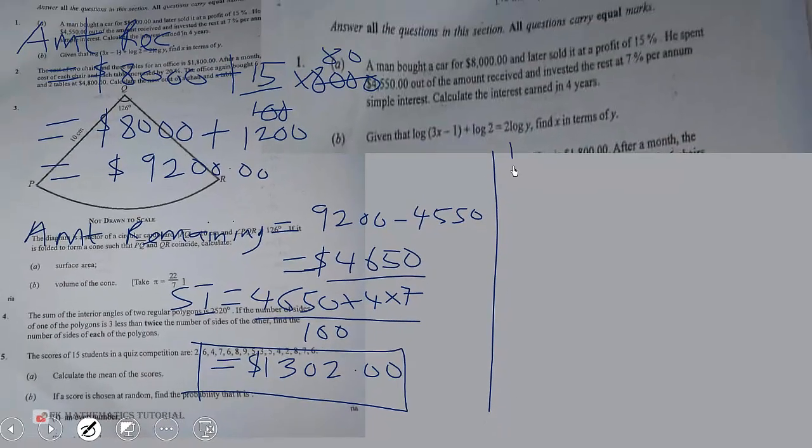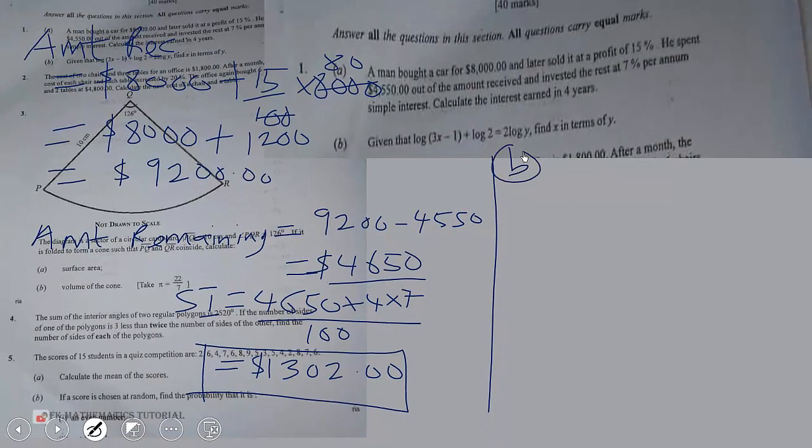Now let's look at the B part of the question. It said, given that log 10 of 3x minus 1 plus log 2 is equal to 2 log y, we have to find x in terms of y. So x in terms of y. So we are going to make x the subject.